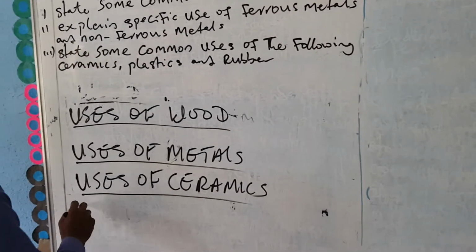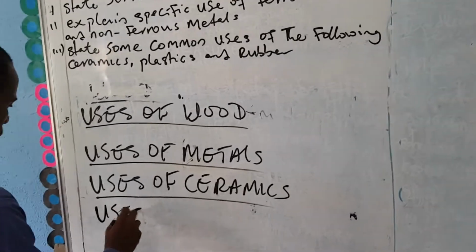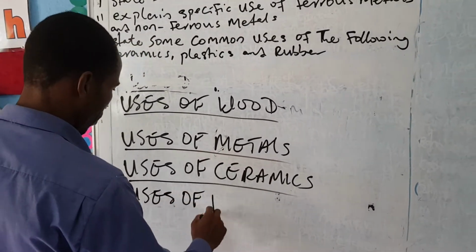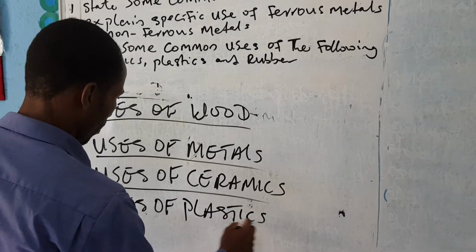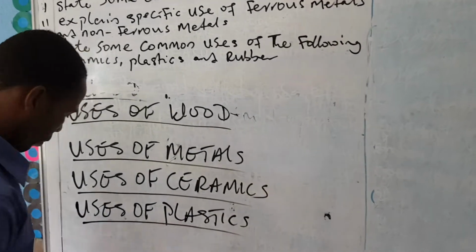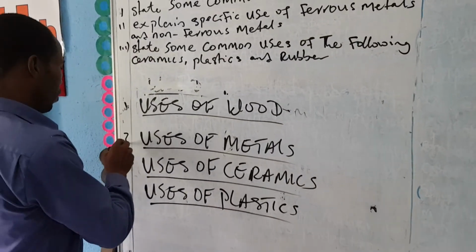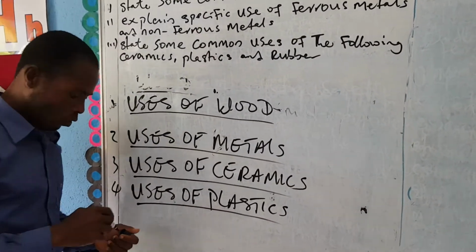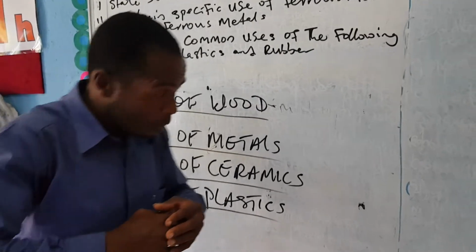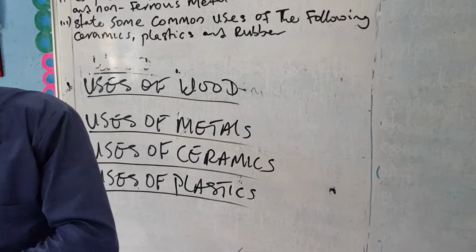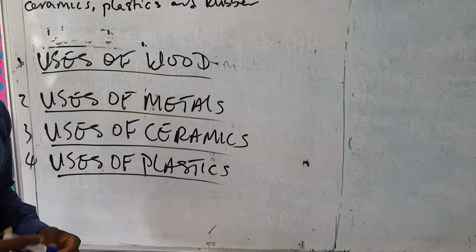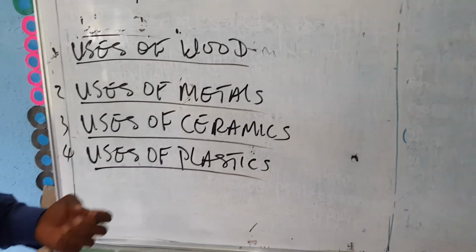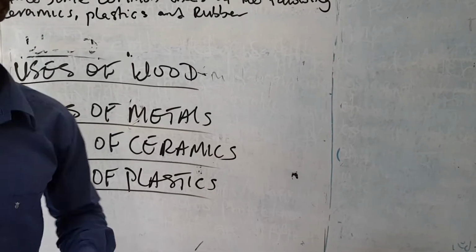Alright, next, one of the properties we have here is plastic. The use of plastic. I discussed plastic before. The types of plastic we have are thermoplastic and thermosetting. Having known the meaning, now the uses.